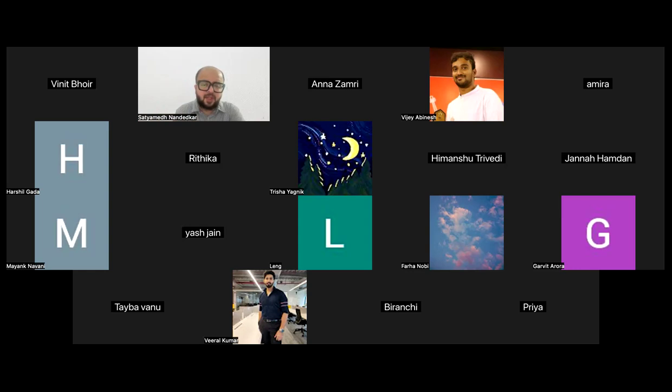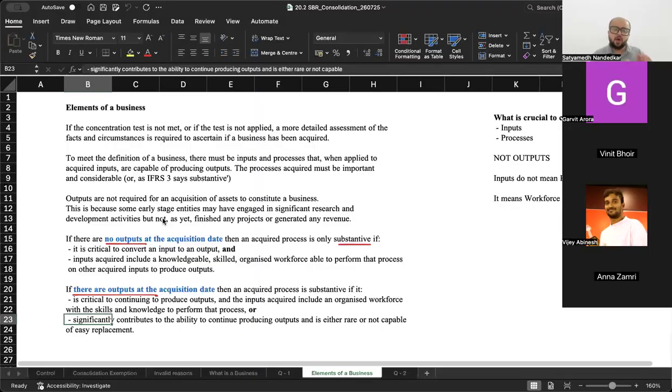Okay, then apart from that, we have the elements of business test. There are three elements of a business: input, process, and output. Now, are all three critical? Output is not necessarily critical, but inputs and processes are. You could have a freshly brewed startup entity which is still in the research and development phase. The final product is not out there. In that situation, outputs are not required, because an output is not necessary to constitute a business.